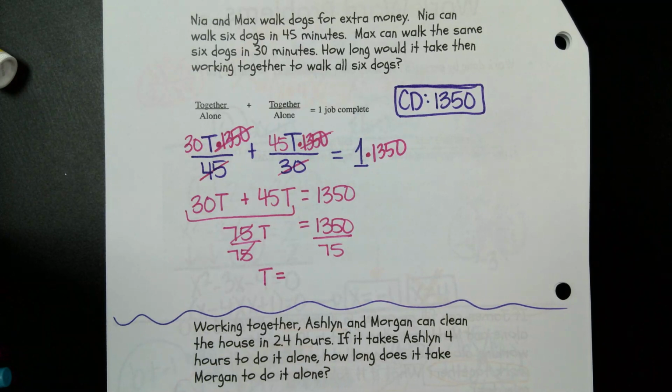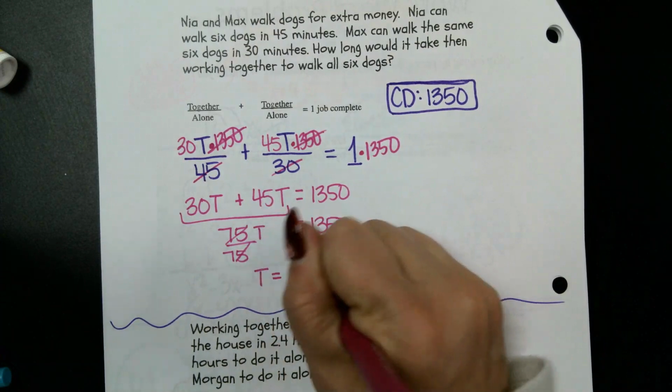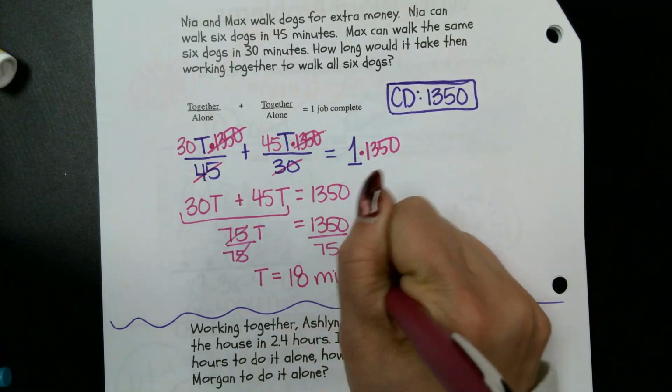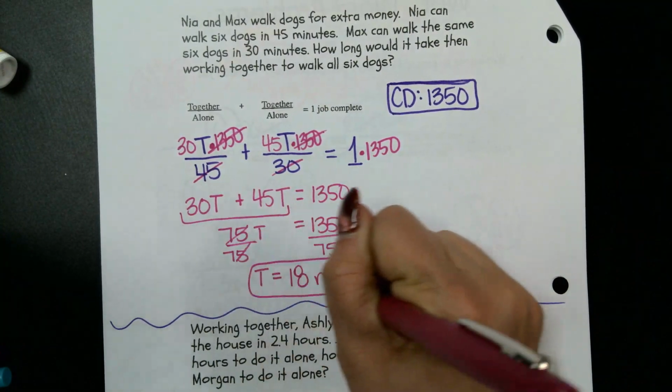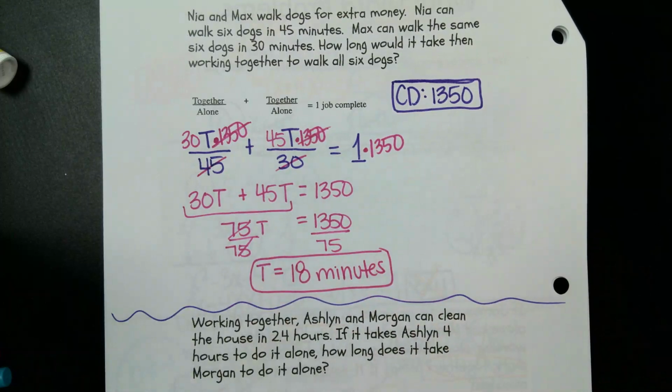And you guys let me know what you get. 18, and that's in minutes, correct? Okay. All right, so that is the last example of where you're given their alone time, okay?